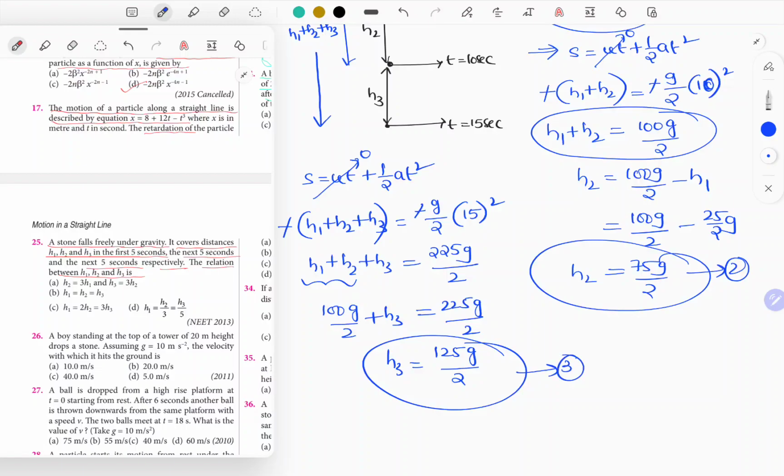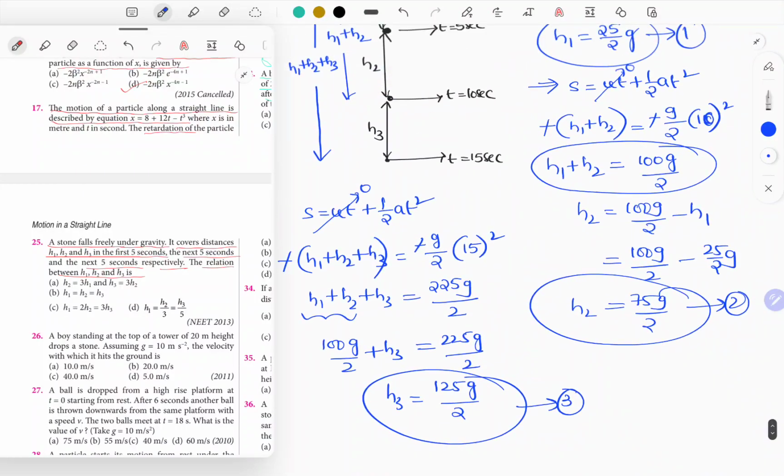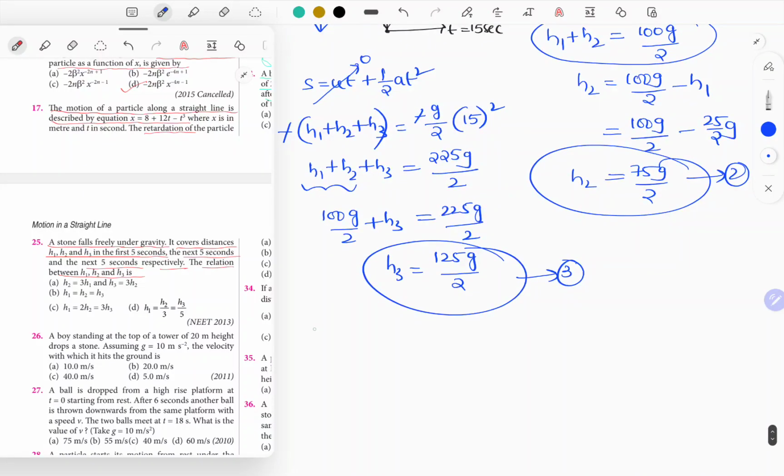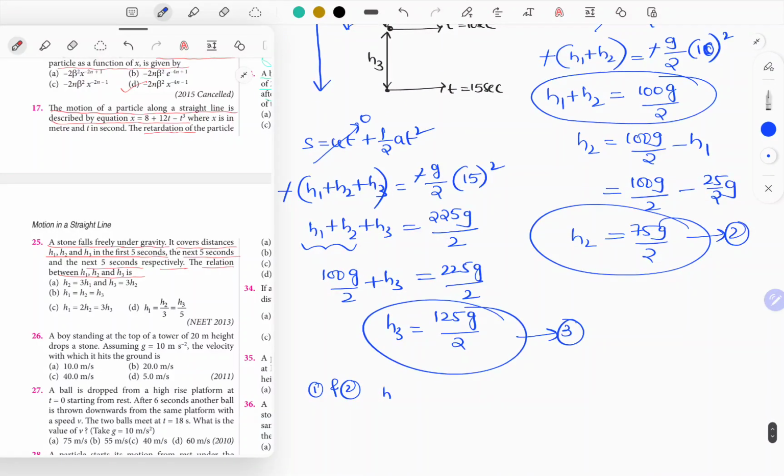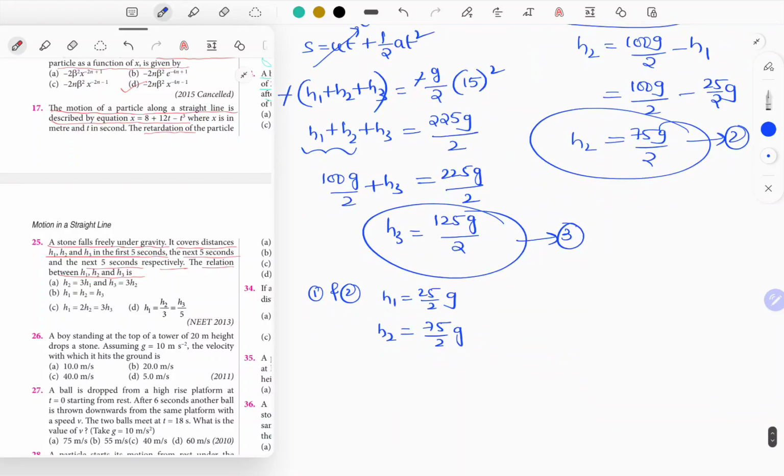Now let me relate all these three equations. What about the H1 and H2 relation? Just from equation 1 and 2. H1 is equal to 25 by 2 into g. H2 is 75 by 2 into g. Take the ratio. g will get cancelled, 2 will get cancelled. H1 by H2 is equal to 1 by 3. So can I write down H2 is equal to 3 times H1? Yes, it is.